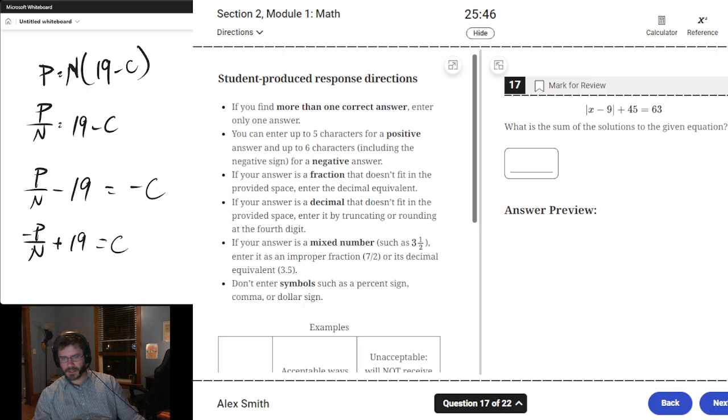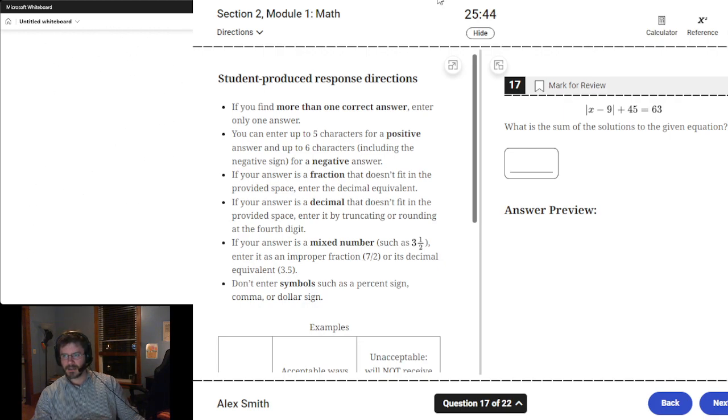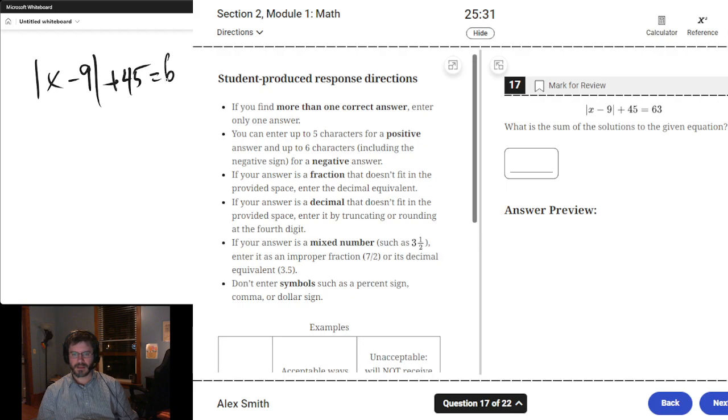Absolute value, fun little guy there. Going to go ahead and get our calculation here. They want the sum of the solutions to the given equation. I'm sure there's a shortcut to that. I just don't know it off the top of my head. So I'm just going to do the math. X minus 9, absolute value. Subtract the 45. That's going to be what? People, of course, are faster than me at that. I think that's 18. 10 is 55 plus 8 more.